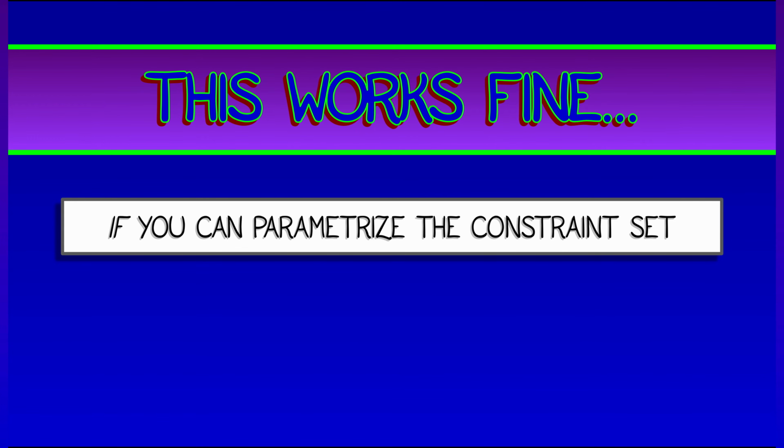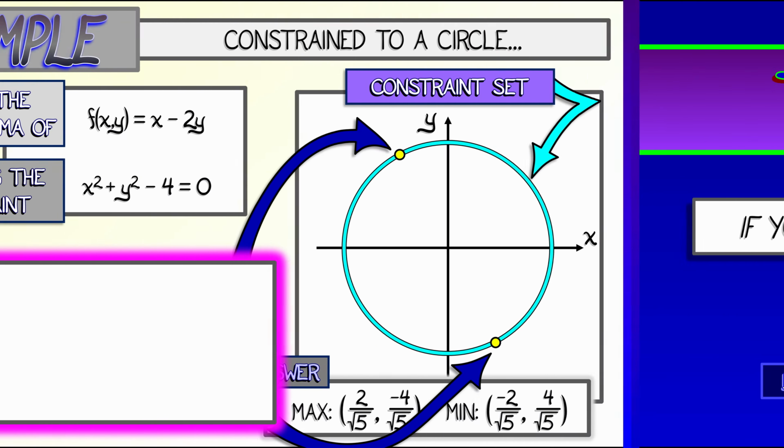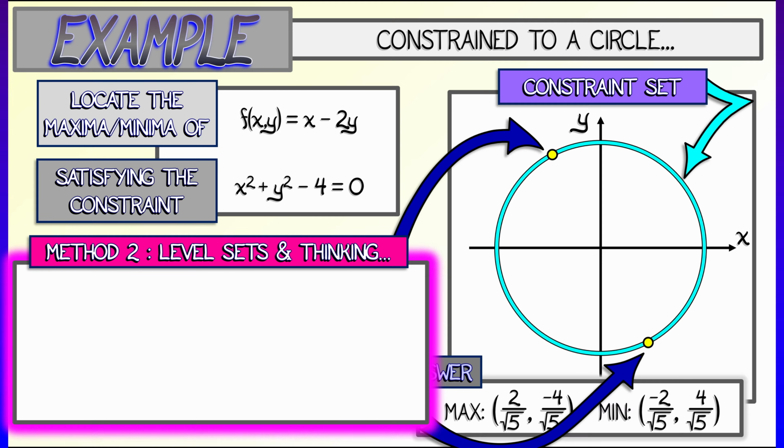But what happens if you can't parameterize that constraint set very easily? Is there a different approach? There is. There's a much more general method. Let's go back to this example and just rethink. Think in a different way. Let's look at level sets. So consider the level sets of this function f.